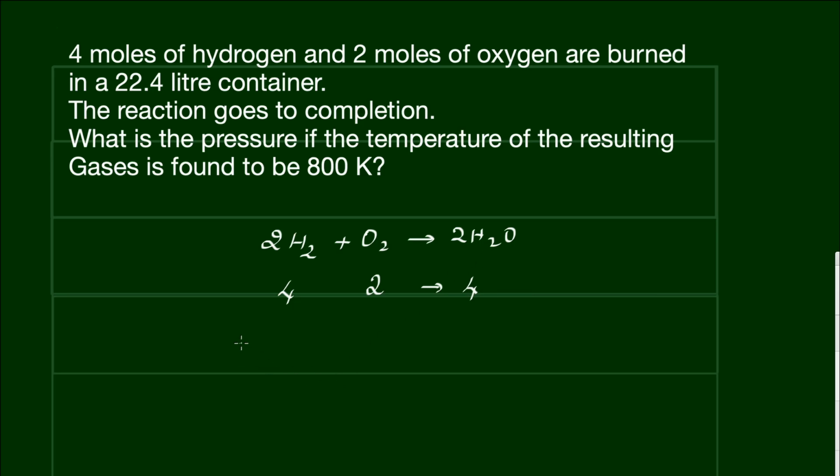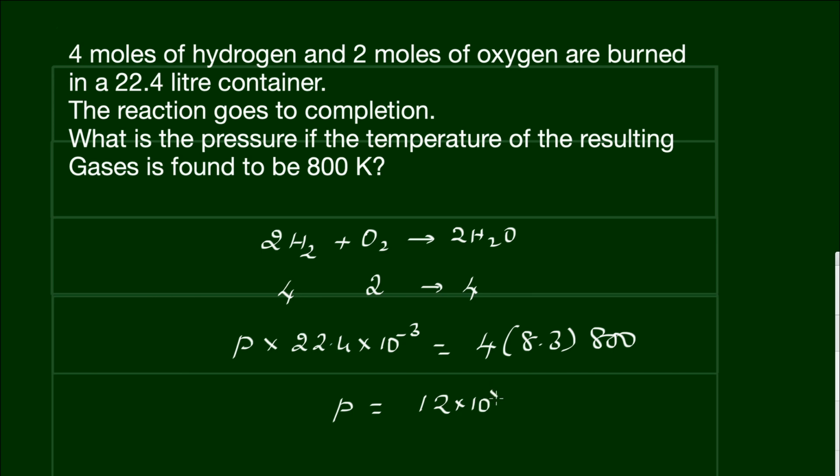So PV = nRT. V is 22.4 liters, that becomes 22.4 × 10^-3 cubic meters. PV = nRT, n is 4, R is 8.3 and temperature 800. So let's solve for the pressure. That gives us 12 × 10^5 pascals.